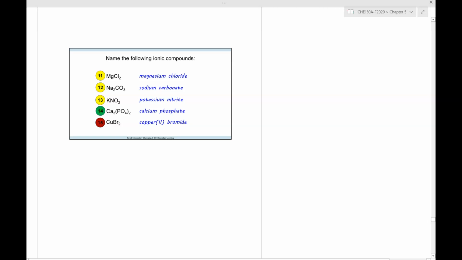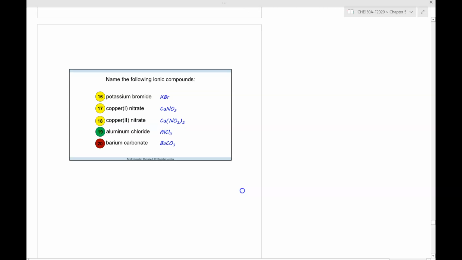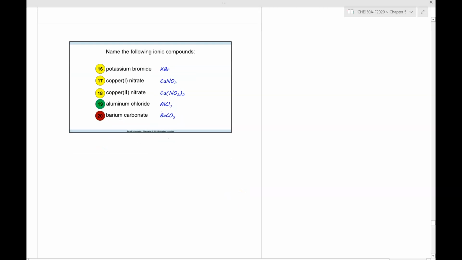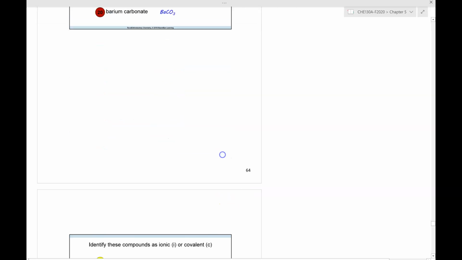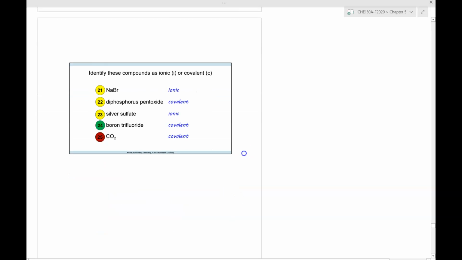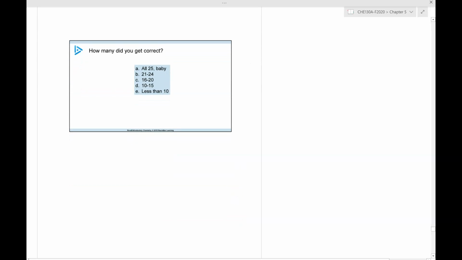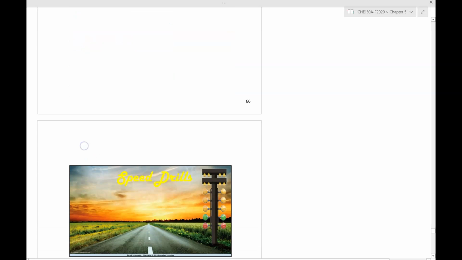Then here's some naming practice. See if you can rationalize those. And again, more naming, getting the formula from the names in this case. And then, here's our ionic and covalent answers. Okay, so those are going back to that. And I think that the design here is to have this be presented in a very large classroom with students using clickers to enter their answers and see how they did.